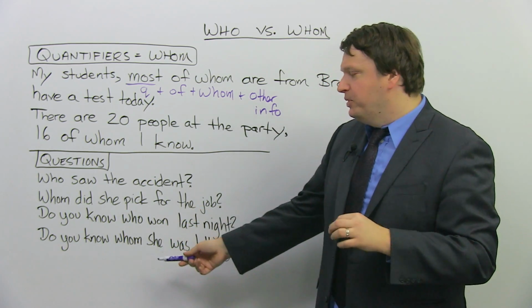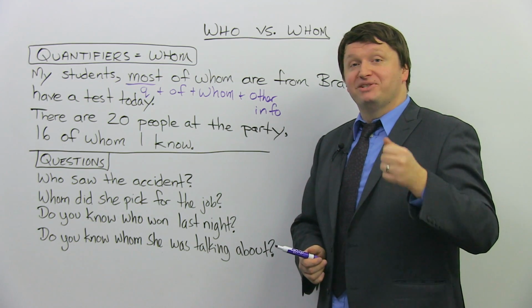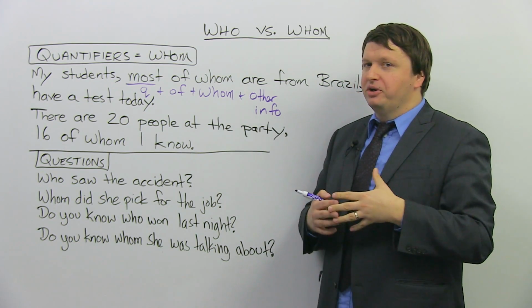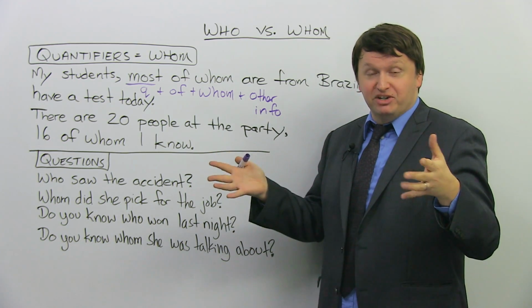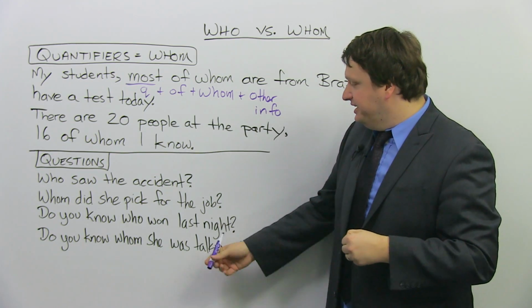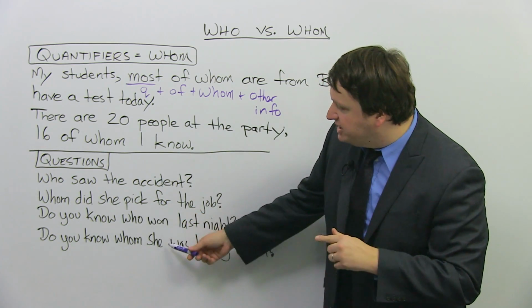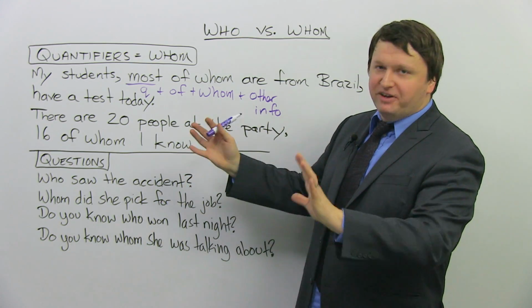And finally, do you know whom she was talking about? So she was talking about someone else. We don't know who, and again, the correct way to say it is in this situation, whom she was talking about, because she is giving us more information. We don't know whom she did the action of talking about to. I'm sorry, that's very complex.